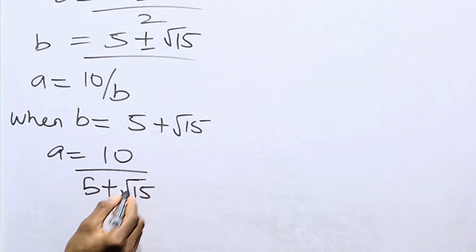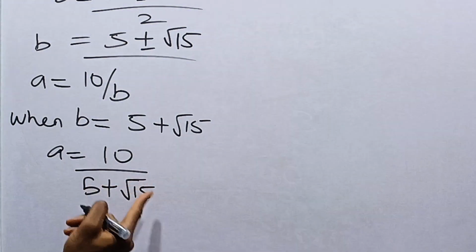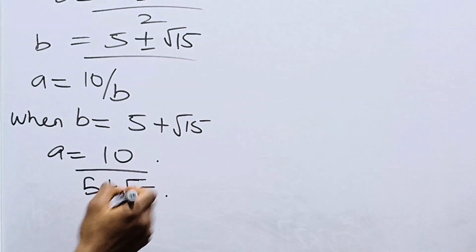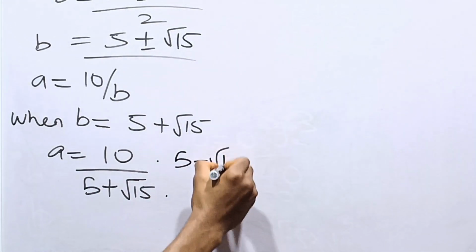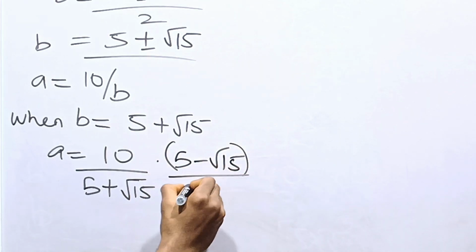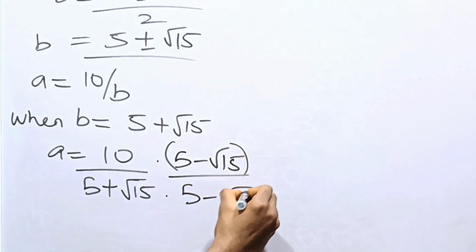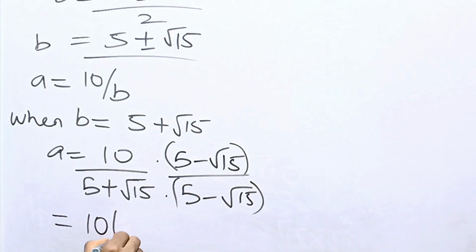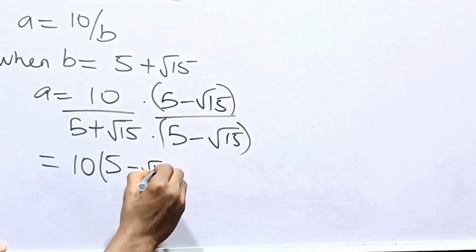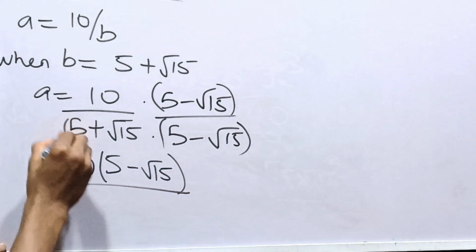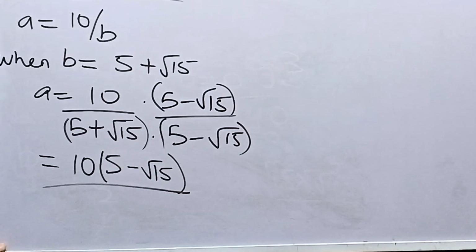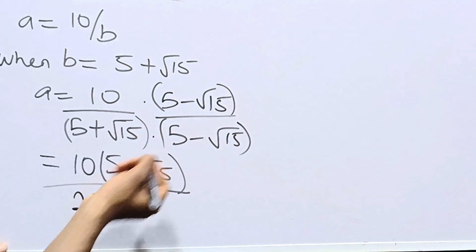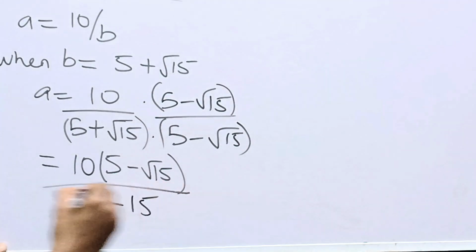Because there is a square root sign in the denominator, we want to make the denominator rational. We want to remove the square root sign from the denominator. So we multiply both the numerator and the denominator by the conjugate of this denominator. So we have 5 minus root of 15 multiplying the numerator, and the denominator multiplied by 5 minus root of 15. Now we have that this is equal to 10 into 5 minus root of 15 divided by 5 plus root of 15 multiplied by 5 minus root of 15, which is the difference of 2 squares. So we have 5 squared is 25 minus root of 15 squared is 15, to be equal to a.